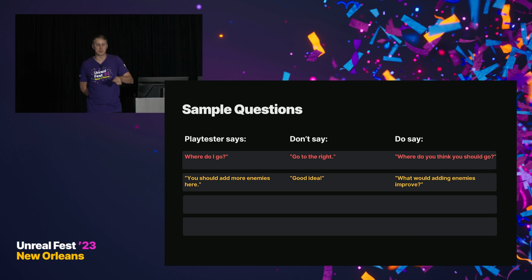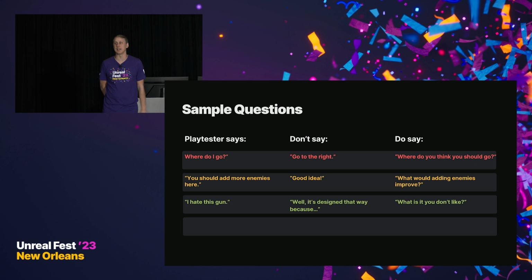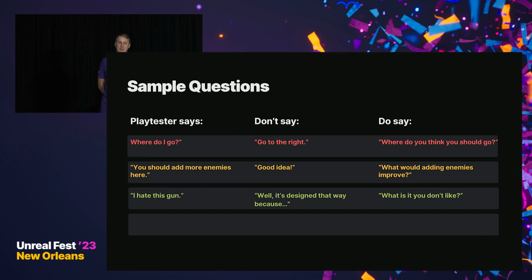What are they thinking? I hate this gun. Kind of talked about that in the previous slide, right? You could say, well, it's designed that way because I could have, with that VP, totally defended it. No, we don't need to make the gun stronger. It's perfectly great. I looked at the numbers. Or I could ask them, what is it you don't like about that gun? And try to address that.